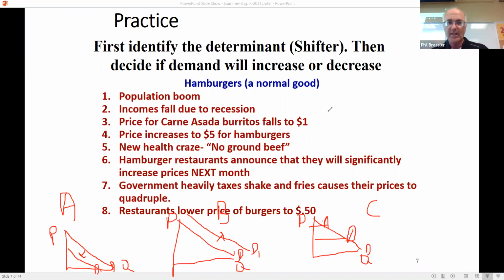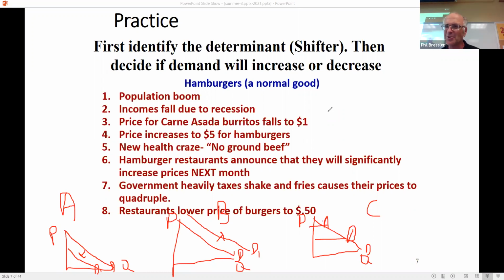But here it's telling you the government has already taxed them. What are fries to hamburgers? You got it? Yeah, they're complements. All right. So if shakes and fries prices are quadrupling, they're complements, therefore people are buying fewer hamburgers. And you were right, the demand for hamburgers will decrease. Okay. All right.